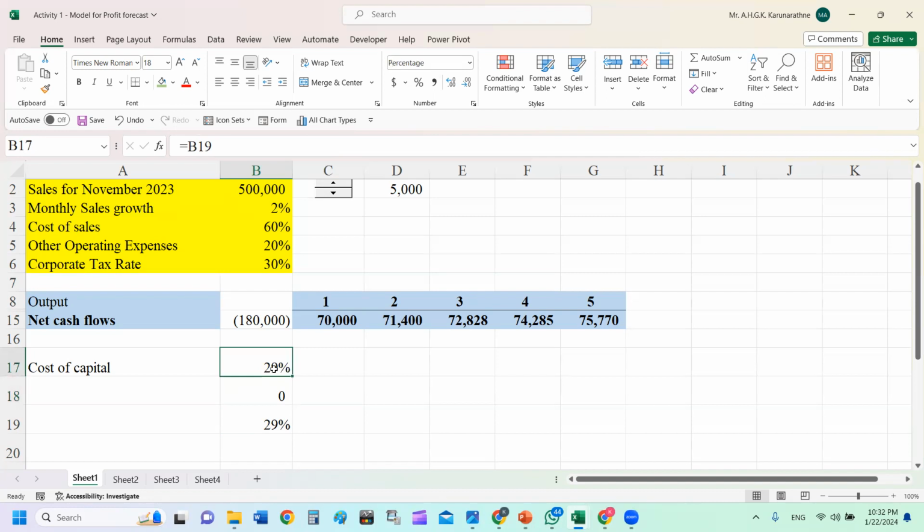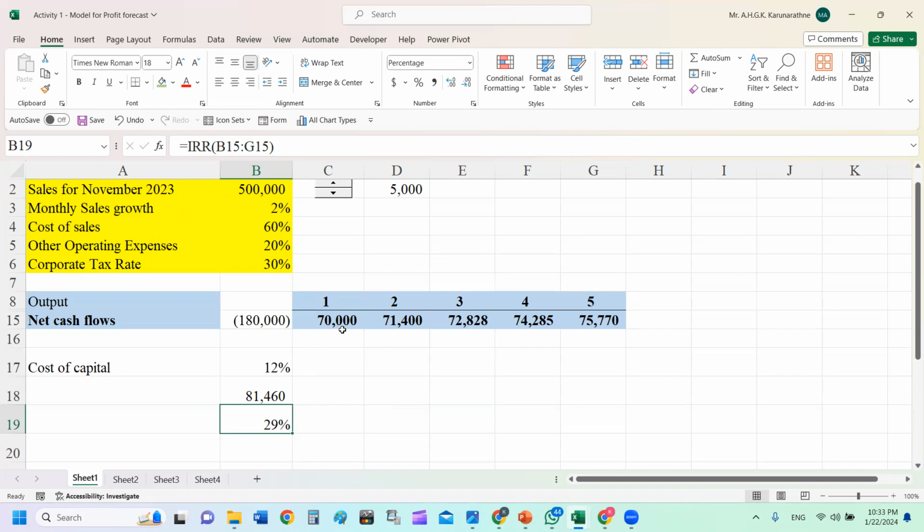Anyway, our cost of capital comes from our capital structure and cost of capital components, and it is 12%. Our cost of capital is 12%. NPV is positive. Project yield, or project IRR, is 29%. So we are happy. Happy means we accept and recommend the project.